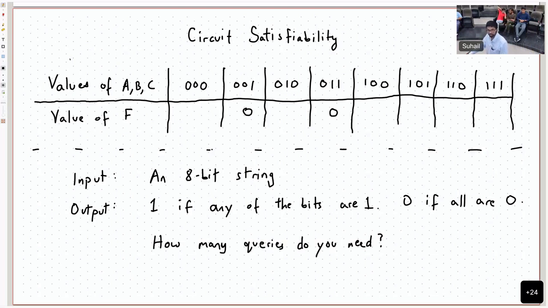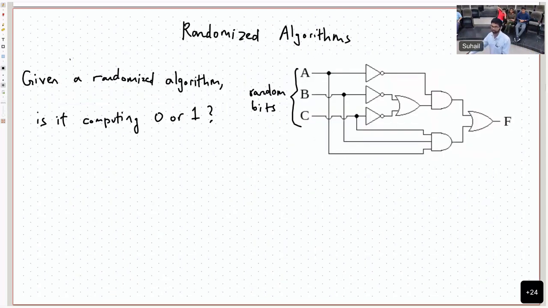So let's look at a different example now. We would have seen randomized algorithms. They're very important. They can do very strong things. So let's assume that we have a randomized algorithm. We fix the input, so we're looking at a specific input. We want to know whether the randomized algorithm outputs 0 or 1 on this specific input.